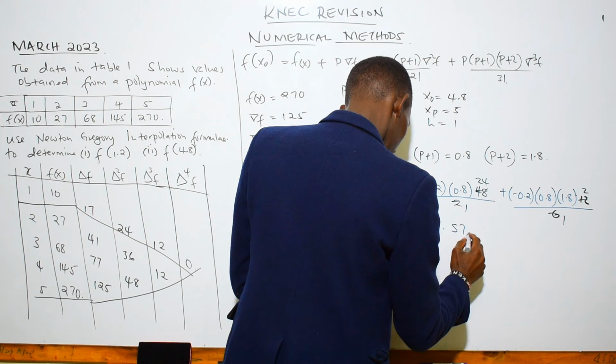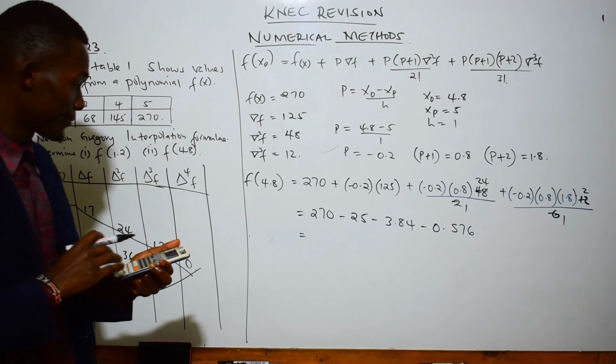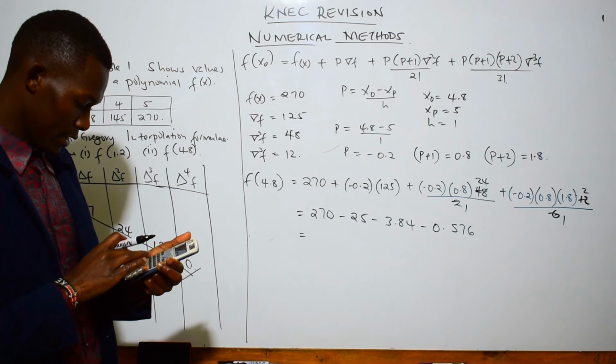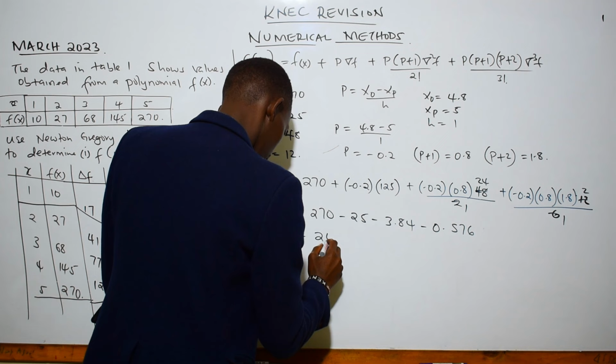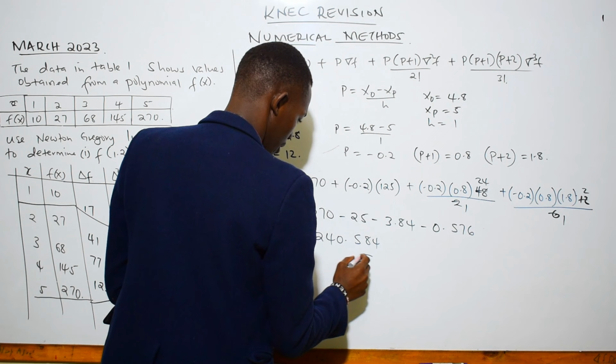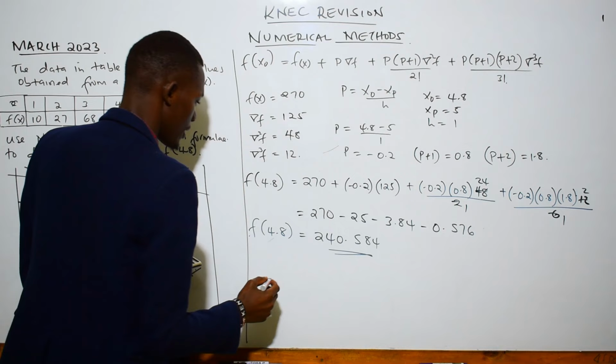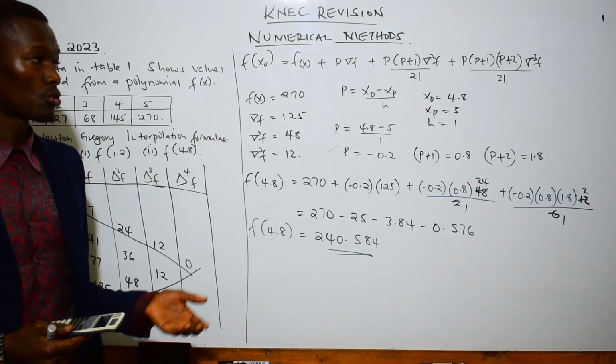Now, adding and subtracting all that, we have 270, then subtract 25, then subtract 3.84, then subtract 0.576, and you get your value as 240.584, that is to 3 decimal places. So basically this is the value of the function when x is 4.8, and that is how you do the forward and the backward interpolation formula.